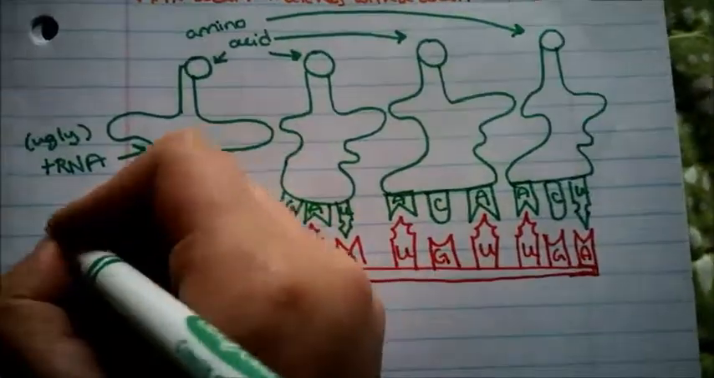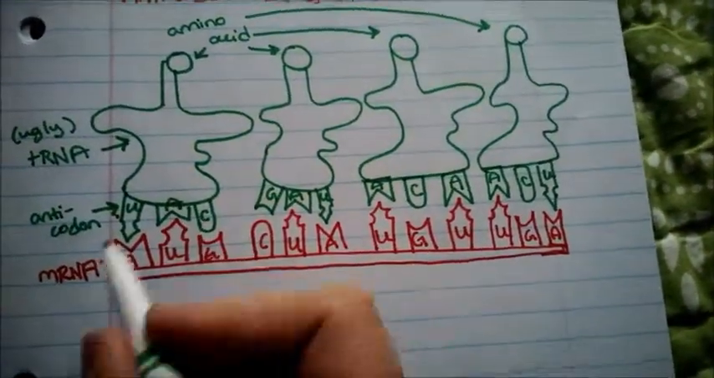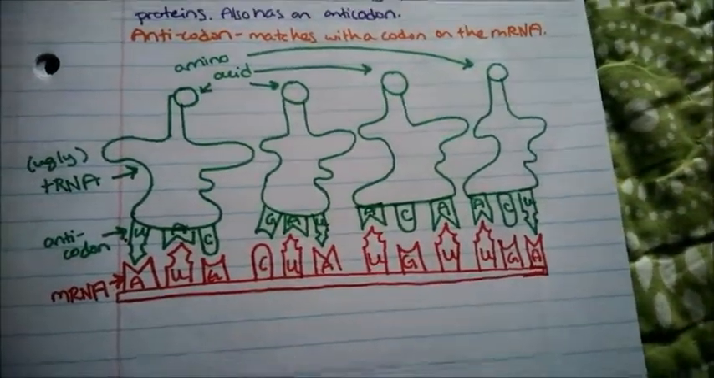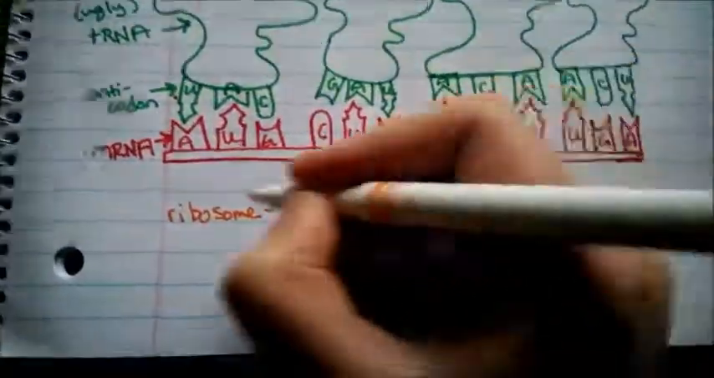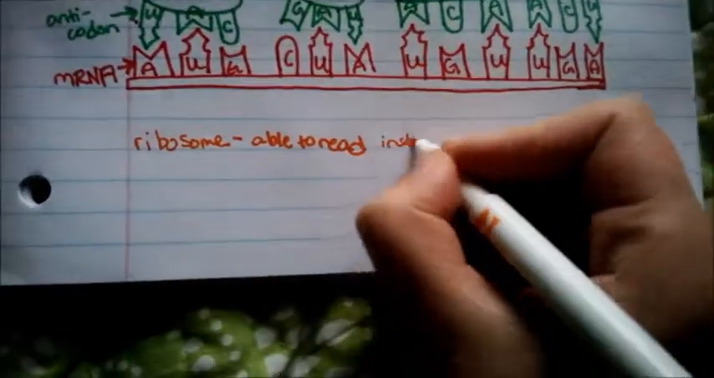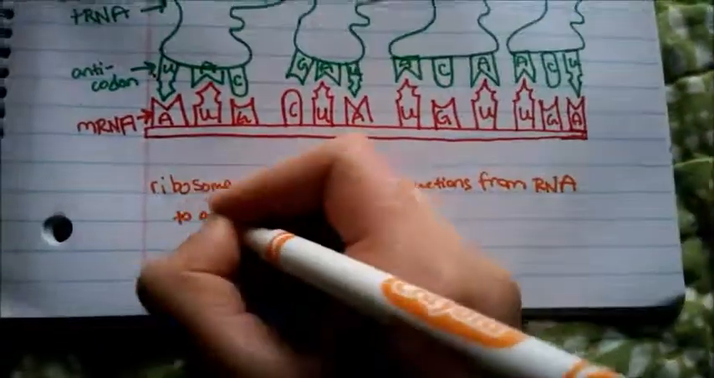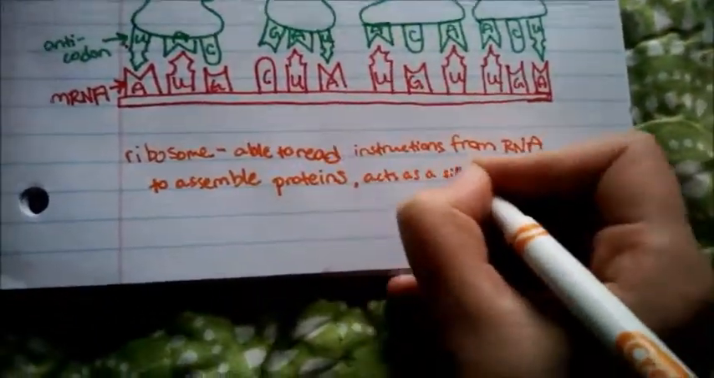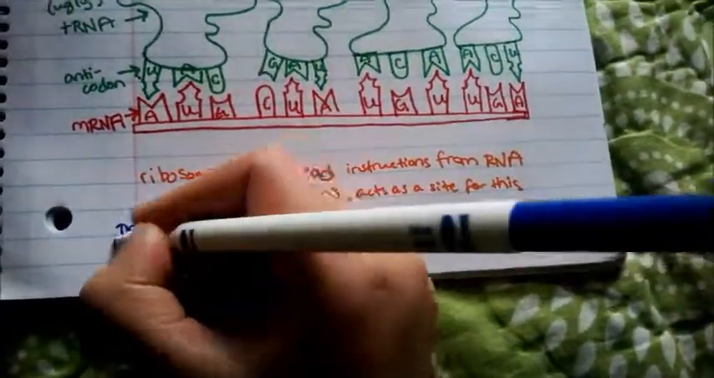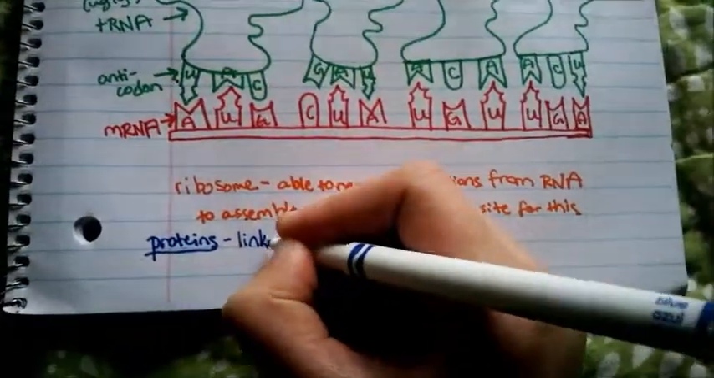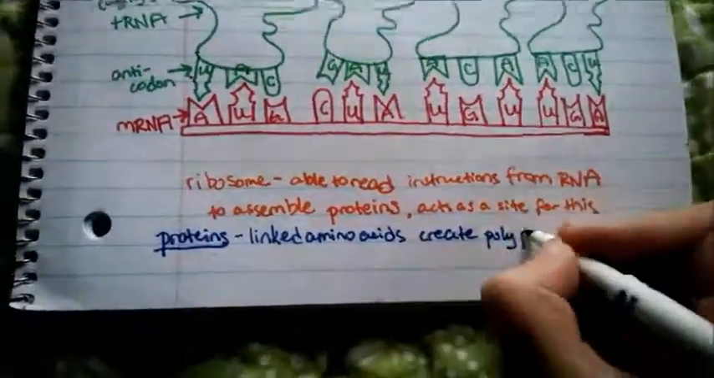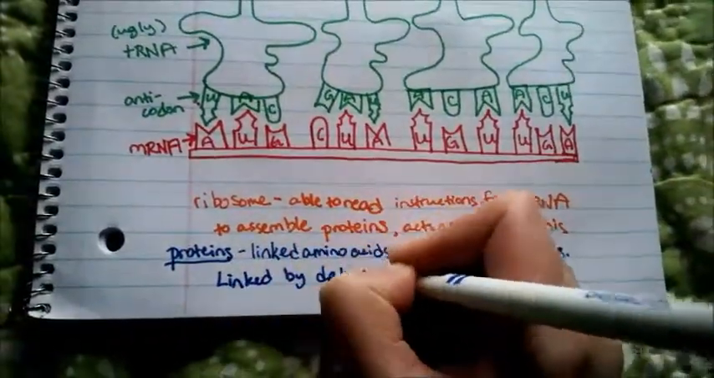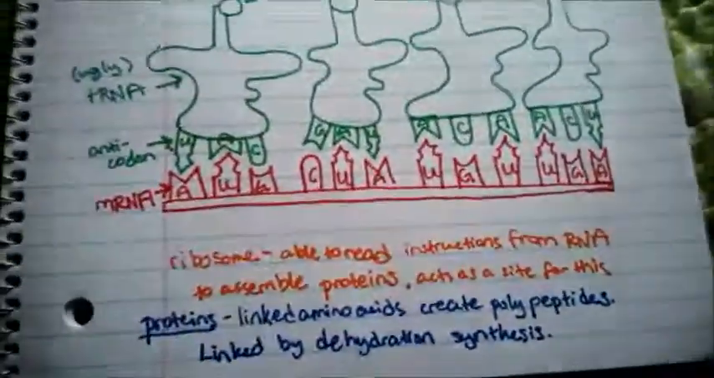So you see, tRNA's job is to bring the amino acid to the ribosome, and the ribosome can read that information to create the proteins. The proteins are linked amino acids, and they create polypeptides, and they're linked by dehydration synthesis. And there you have it.